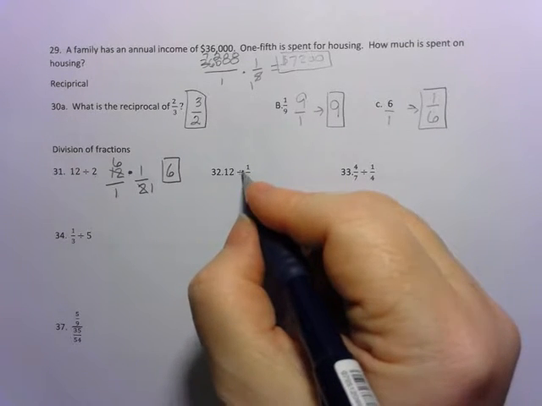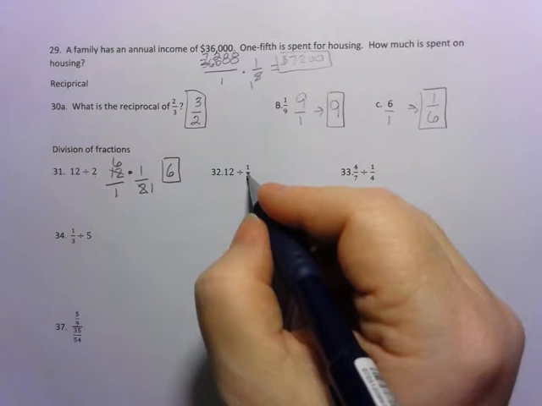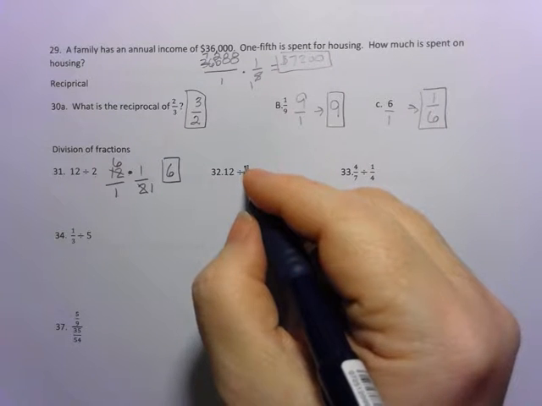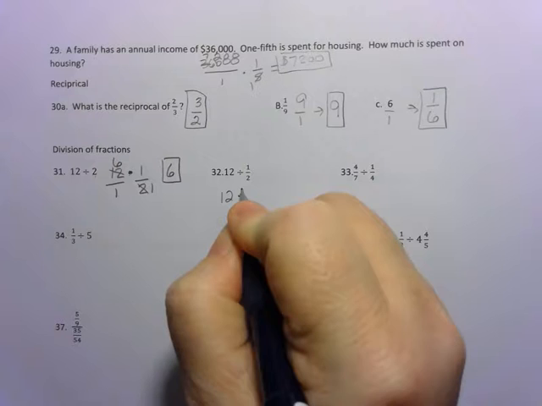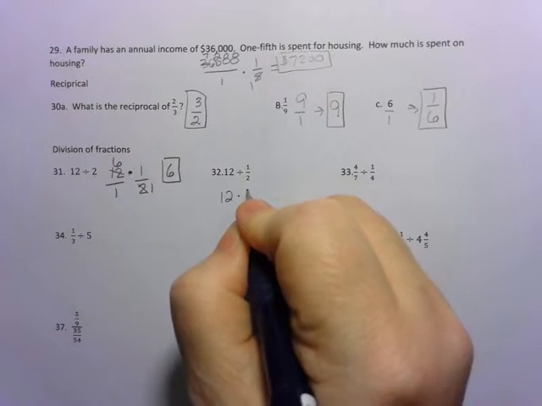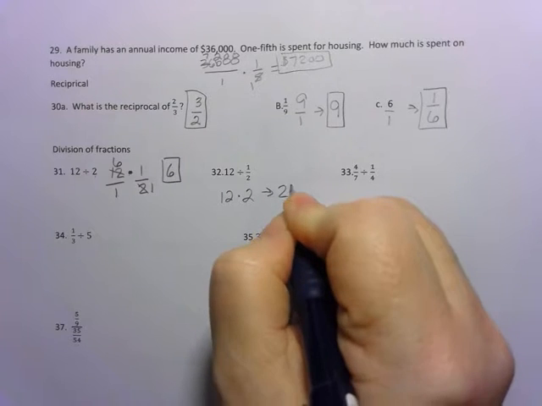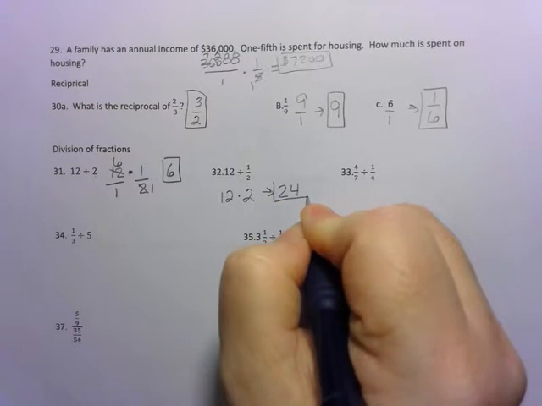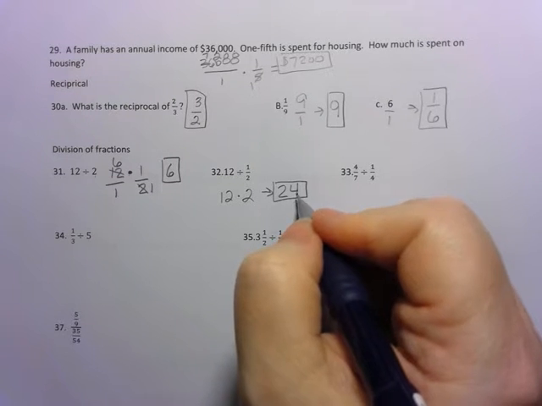Now, when we have 12 divided by 1/2, that's asking us if we have a dozen donuts, how many half pieces will we have? So if I take 12 and multiply by the reciprocal of 1/2, which is 2, I'm going to get 24. So I get 24 half pieces of donuts.